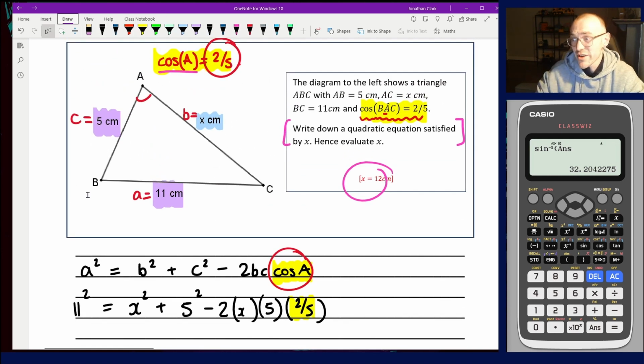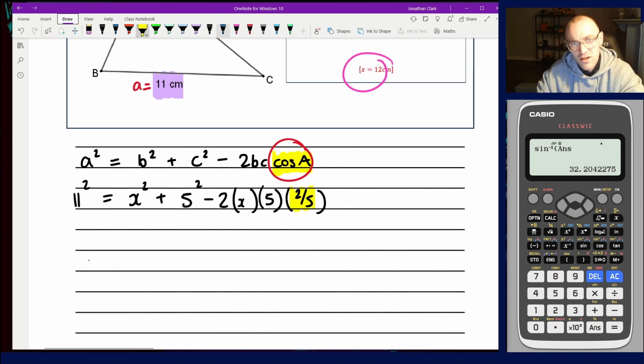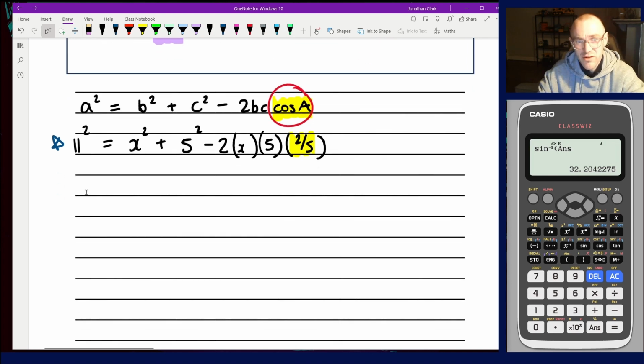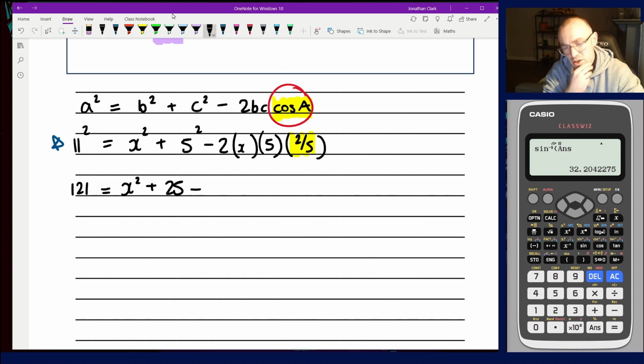So slightly strange, but I think even when you get to this step, it looks probably easier than the previous example did. Let's evaluate everything that we can. Okay, so over here I've got 2 times 5 times 2/5. I'm going to do the numerical part of it first. 2 times 5 is 10, times 2/5 is 4. So this is just going to give me a 4x. And already it really looks like a quadratic.